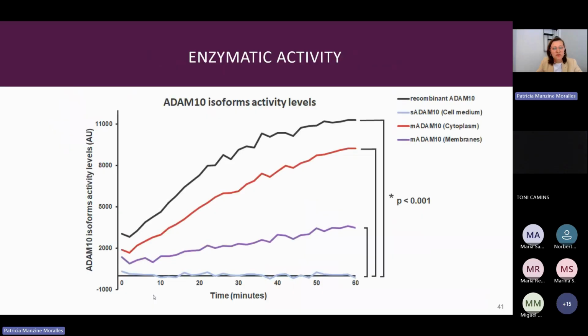In this study, we also observed a very feeble activity of ADAM10, the soluble form. So when we compare it, for example, to membrane-bound ADAM10 and also the recombinant one, this one is for the membrane, this one for the cytoplasmic, and this one for the recombinant. So we can confirm that these results are in accordance with our previous results in plasma and also in CSF, where we didn't find any activity for the soluble form of ADAM10.